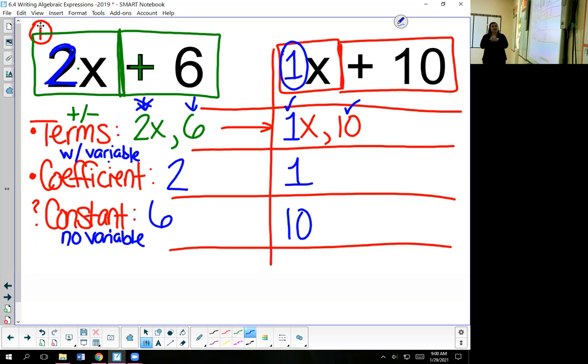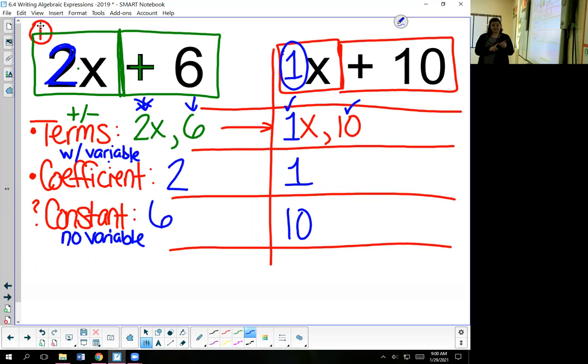That's what it means by identifying coefficients and constants. It's just the numbers. Don't put the letter there because I already know what a letter is. It's a variable. Okay, so these are the same. Instead of me writing out these words twice, I just said, oh, these are the same categories.